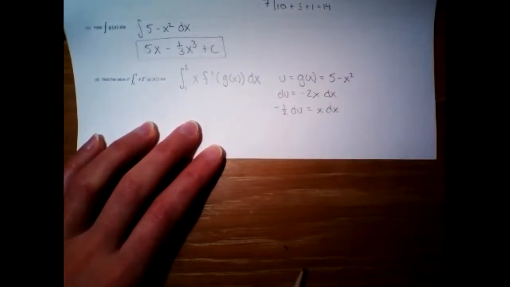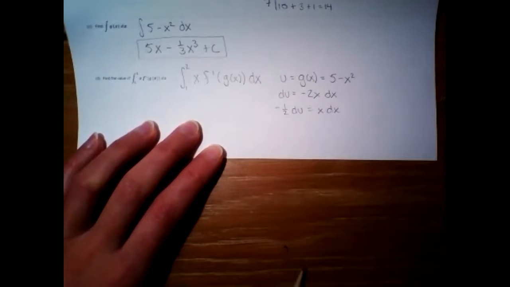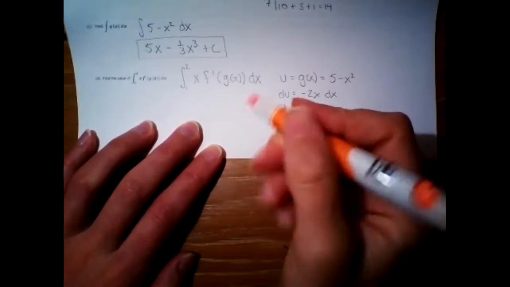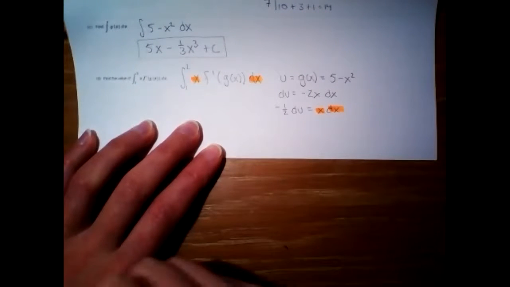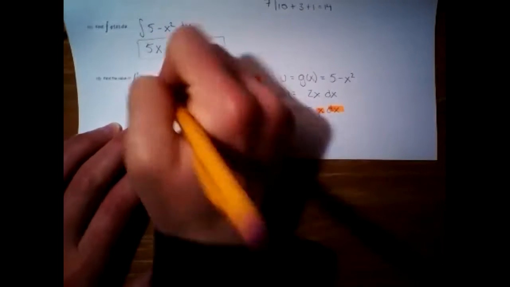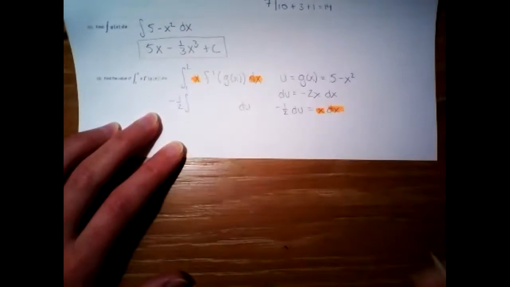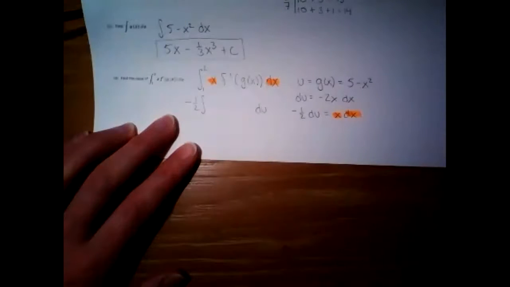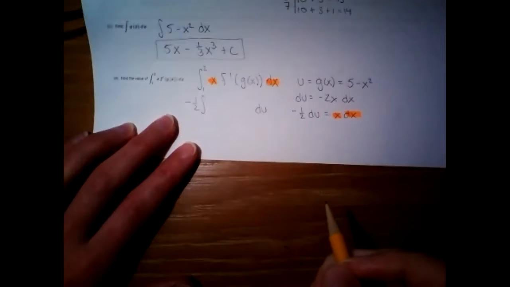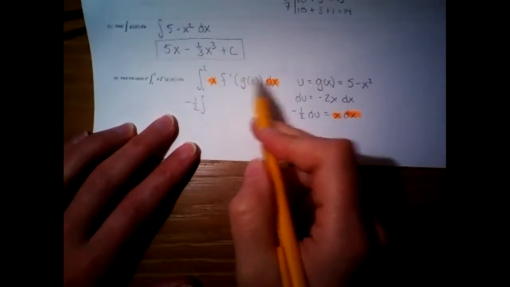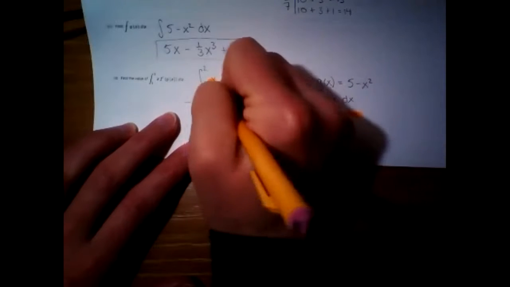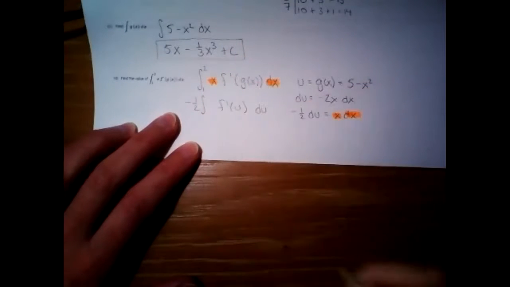So we're going to substitute in for the x dx. And in its place, we're going to put negative 1/2 du. So the negative 1/2 went out front. Du goes at the end. Whatever we didn't highlight is still there, which is f prime of g of x, and we're letting u equal that g of x. So it is f prime of u.